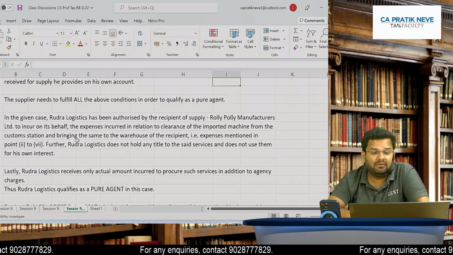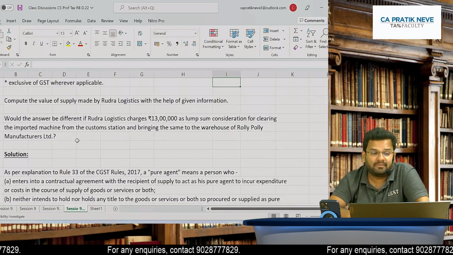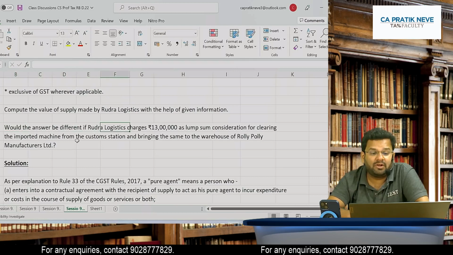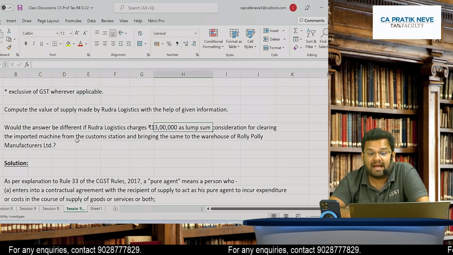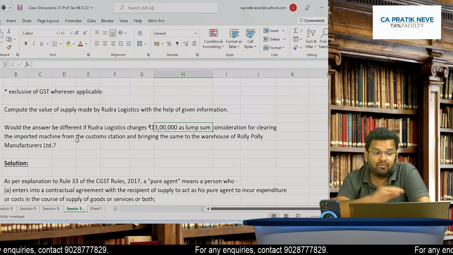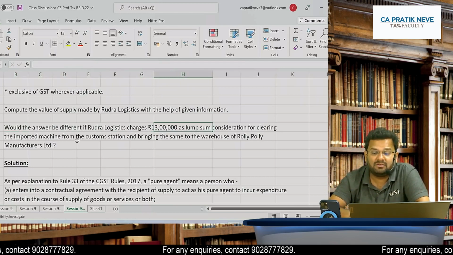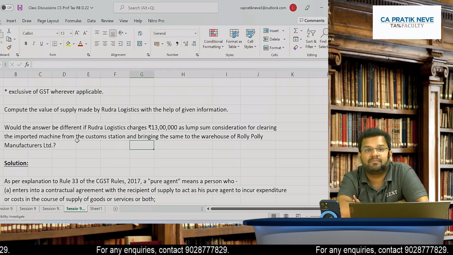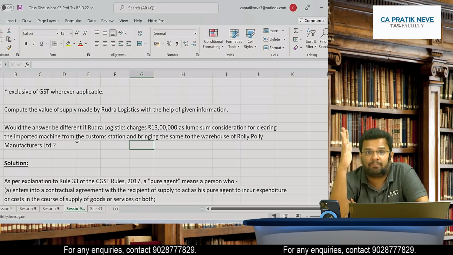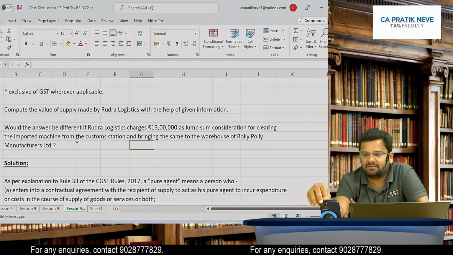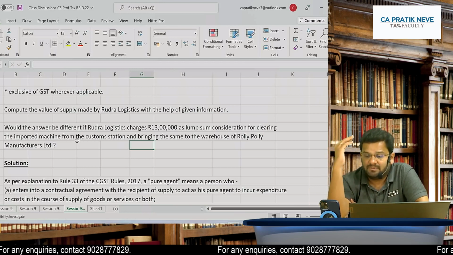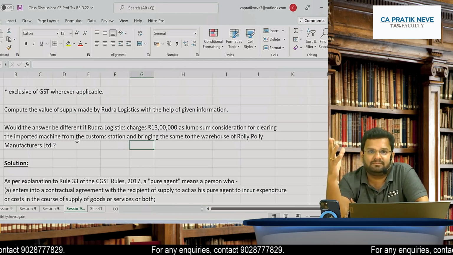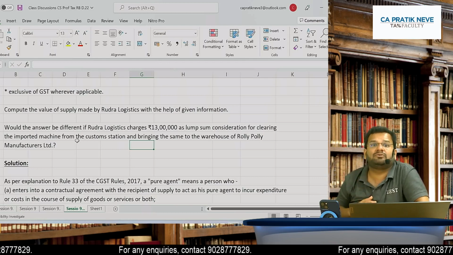Yes. And one more sub question is asked here. That's very interesting. Would your answer be different if Rudra Logistics charges 13 lakh as lump sum for clearing the imported machine from custom station and bringing the same to the warehouse of Rolly Poly Manufacturers Limited? Means I am not giving any breakup as Rudra Logistics. I am directly saying that pay me 13 lakh rupees.